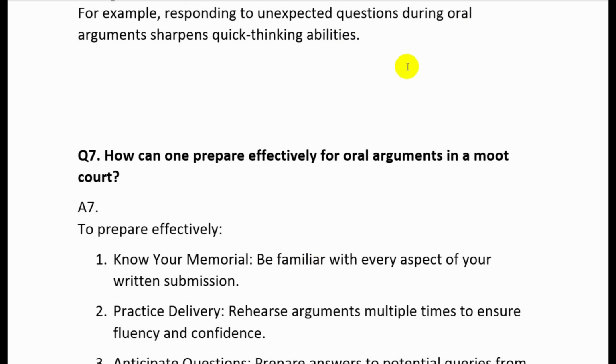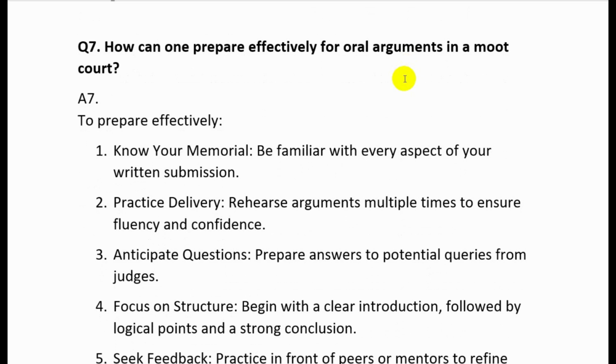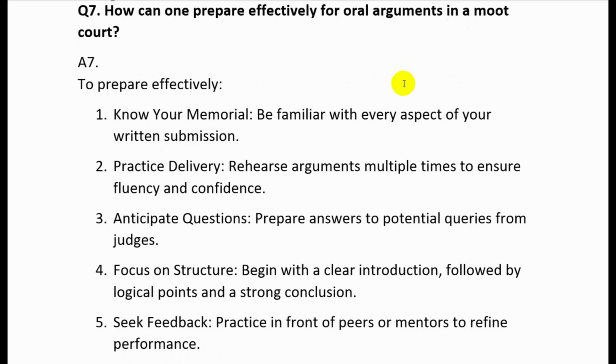How can one prepare effectively for oral arguments in a moot court? To prepare effectively, know your memorial. Read your document thoroughly, multiple times. Be familiar with every aspect of your written submission. Whatever has been written has to be there for a purpose. Now practice the delivery. Rehearse arguments multiple times to ensure fluency and confidence, which is very important. Keep practicing your speech. Anticipate questions. Prepare answers to potential queries from judges.